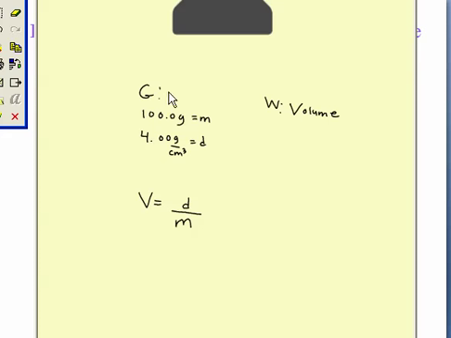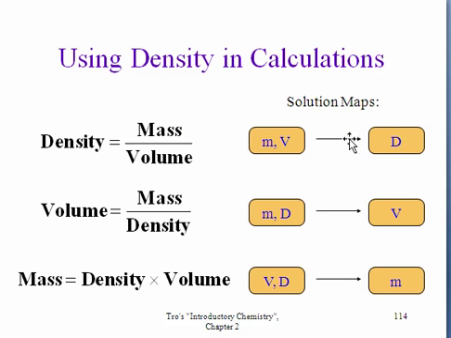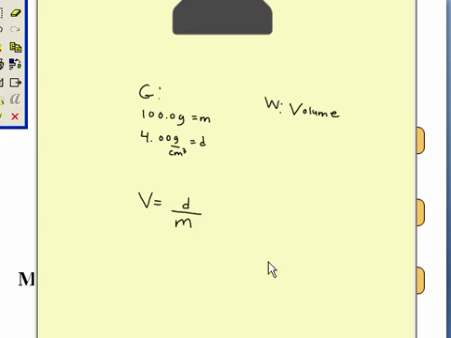Okay, so we write out what we're given, which is 100 grams, and that is our mass. We're also given 4 grams per centimeter cubed, which is our density, and we want volume. And if we remember back to our other slide, we see that volume can be calculated by dividing mass by density. Whoops, I wrote this down wrong. I would have figured this out when I went to look at my units.